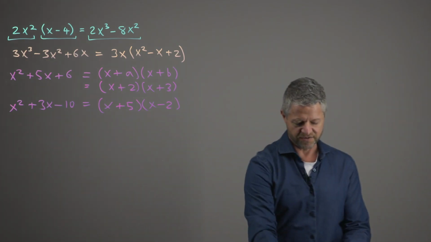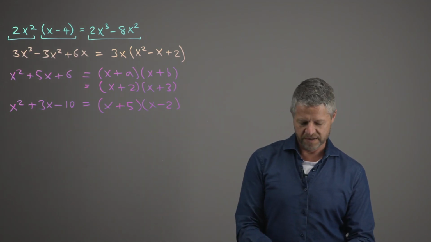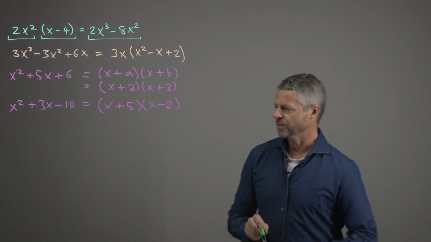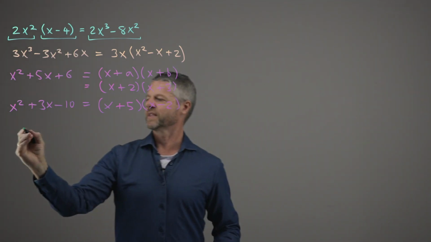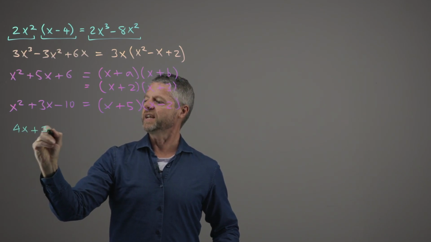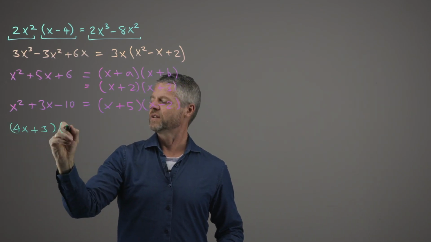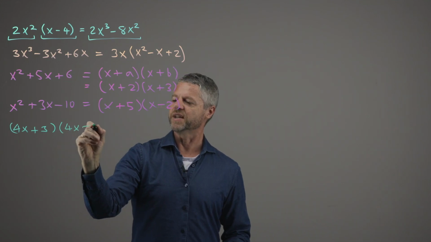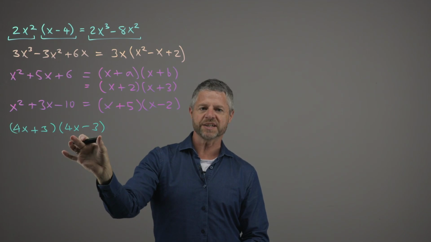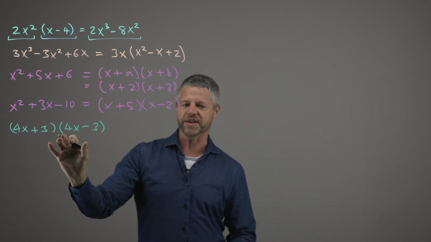In the last video, we did an example where we multiplied 4x plus 3 and 4x minus 3. And I said this was the conjugate of this. 4x minus 3 is the conjugate of 4x plus 3.